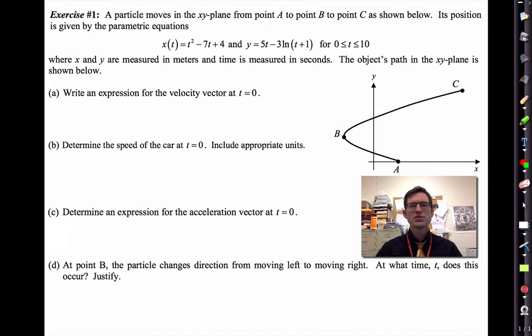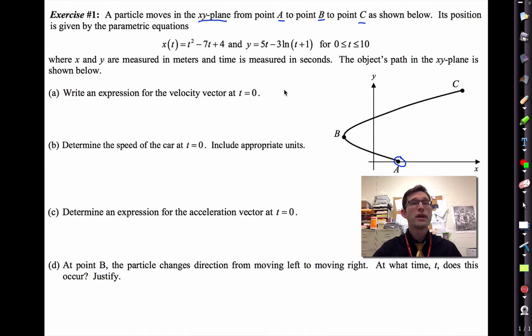All right, exercise number 1, kind of crowded on the sheet, but I hope we can move my head around enough so that you can see everything. It tells us that we have a particle moving in the xy plane, so two-dimensional motion, from point B to point C, as shown below. Its position is given by these two parametric equations, where x and y are measured in meters and time is measured in seconds. The object's path in the xy plane is shown below.